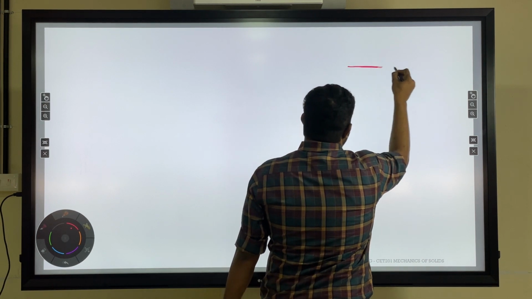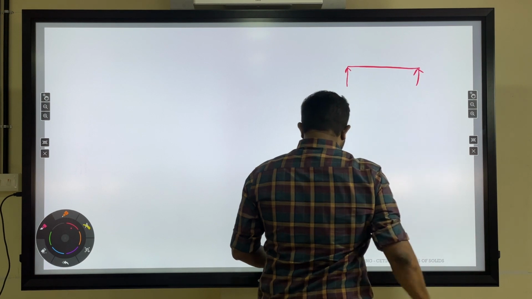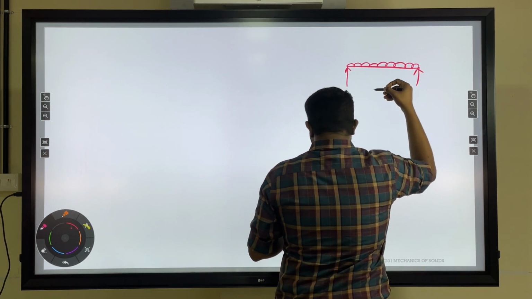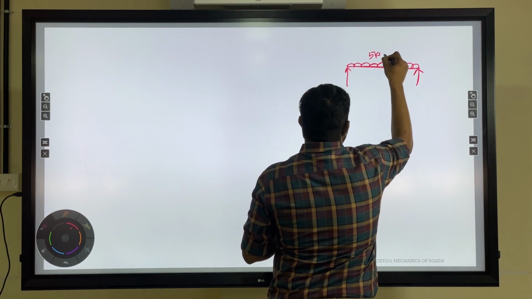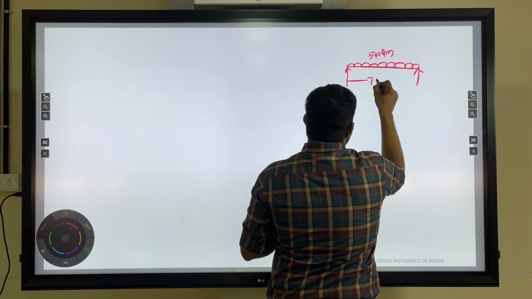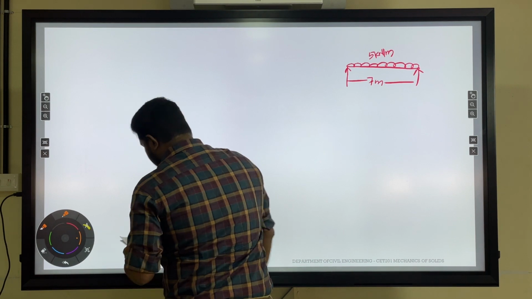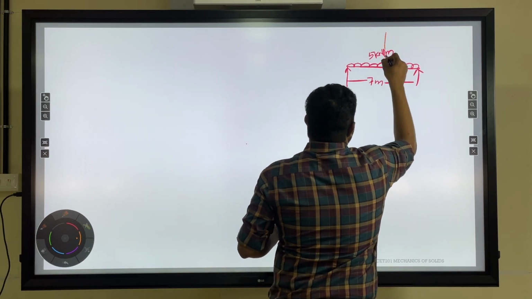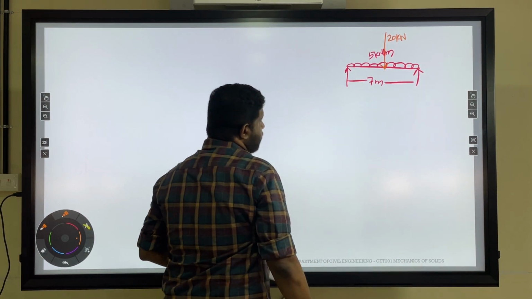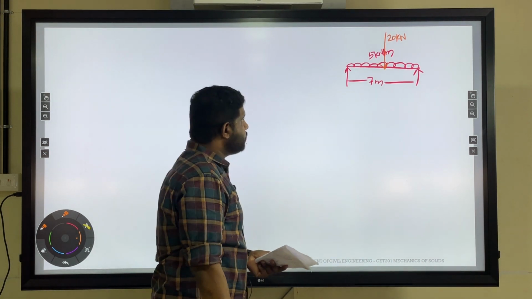In the question we have a simply supported beam carrying a UDL of 5 kilonewton per meter for a length of 7 meters, and also a point load of 20 kilonewton acting at the center. So this is the given question, and here you are asked to calculate the bending stress.